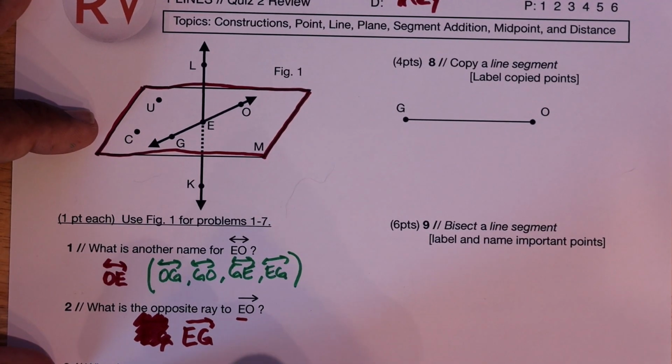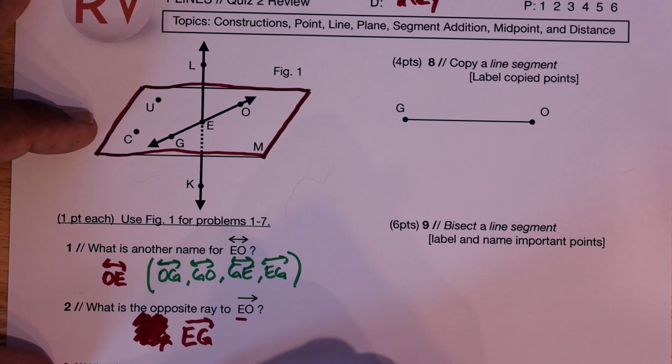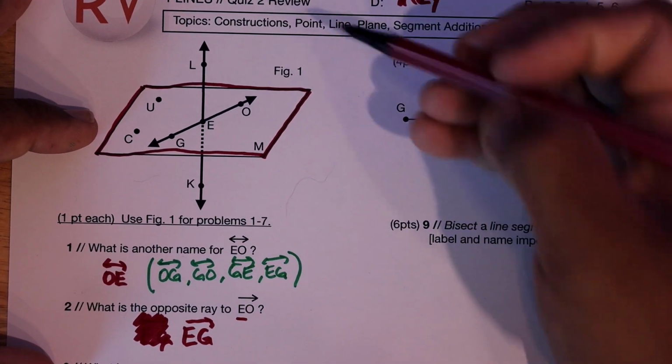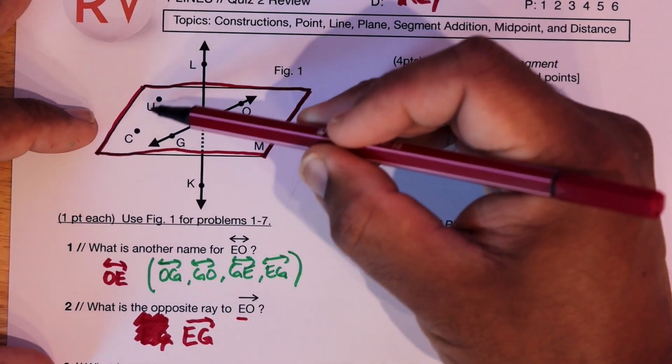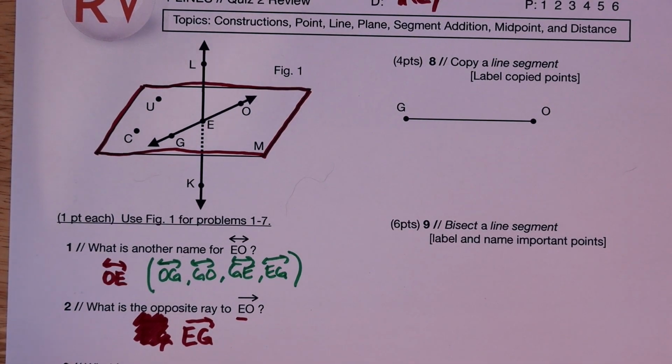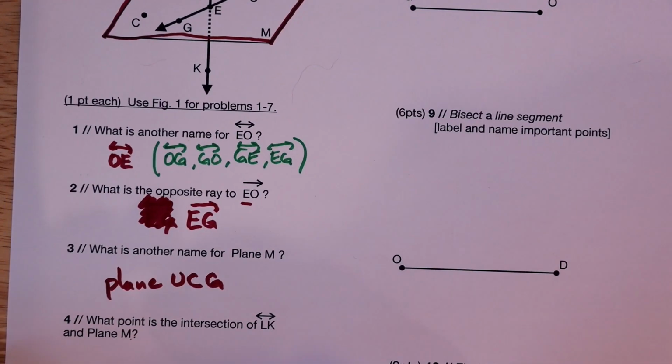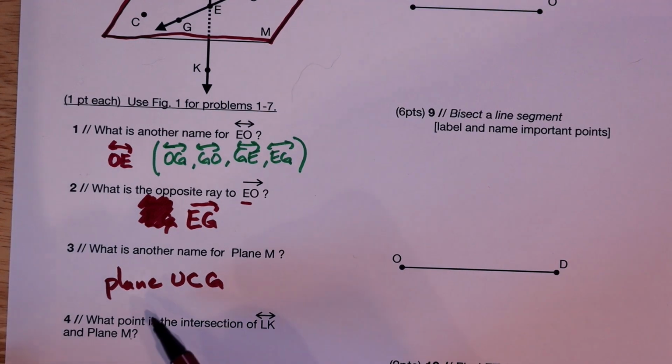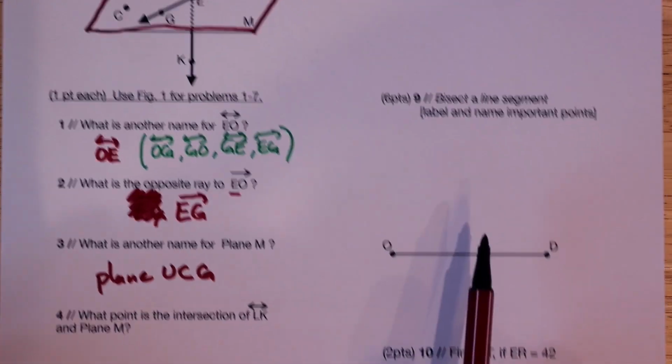So let's go with plane UCG. What I drew is something that kind of makes a triangle. Doesn't have to be a specific type, just kind of look like one. 3 points. So there's my answer. Plane UCG.